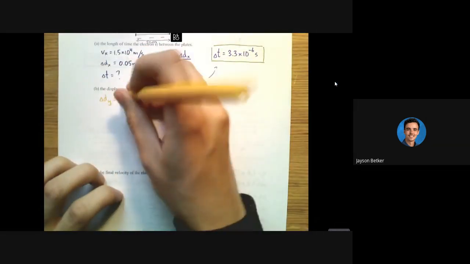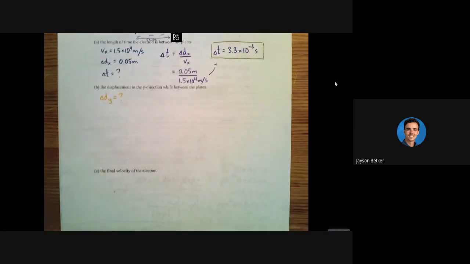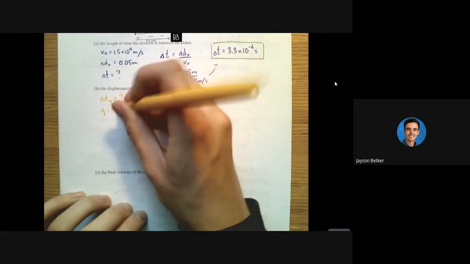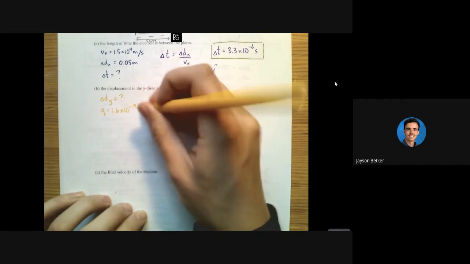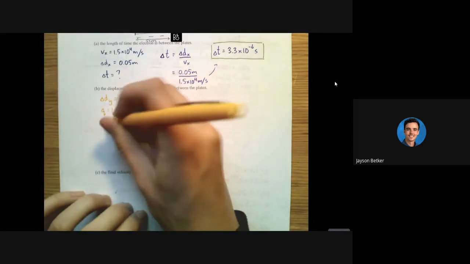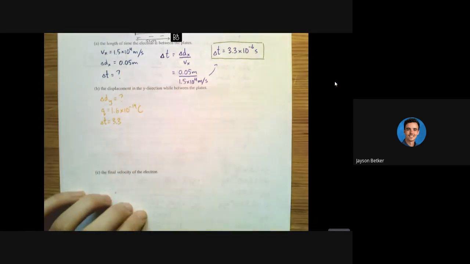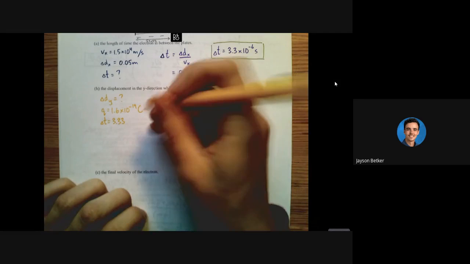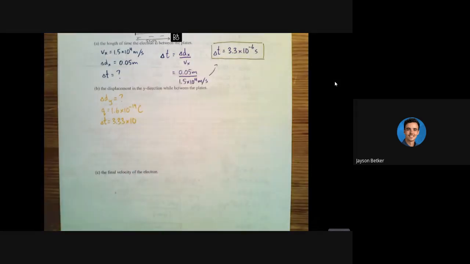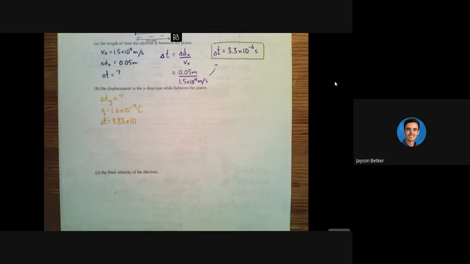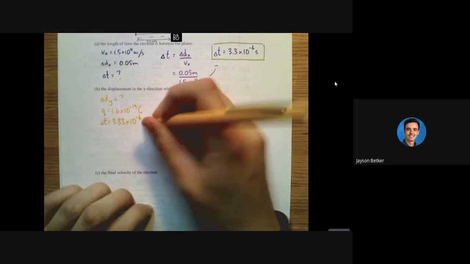What is delta dy equal to? So we know the charge. We were told in the question that it was an electron. So the charge is 1.6 times 10 to the negative 19 coulombs, always for an electron and for a proton. The time we calculated was actually 3.33. I keep a few extra decimal places to keep my answer more accurate throughout. So times 10 to the negative 6.